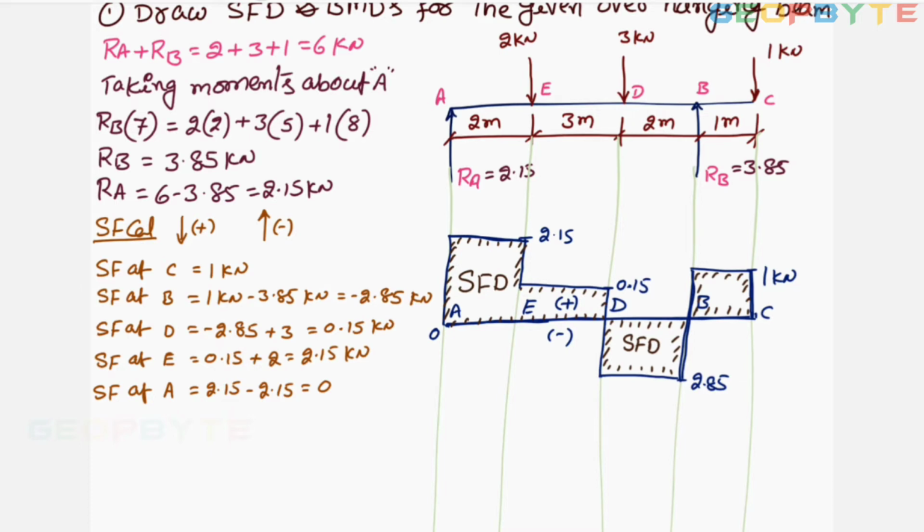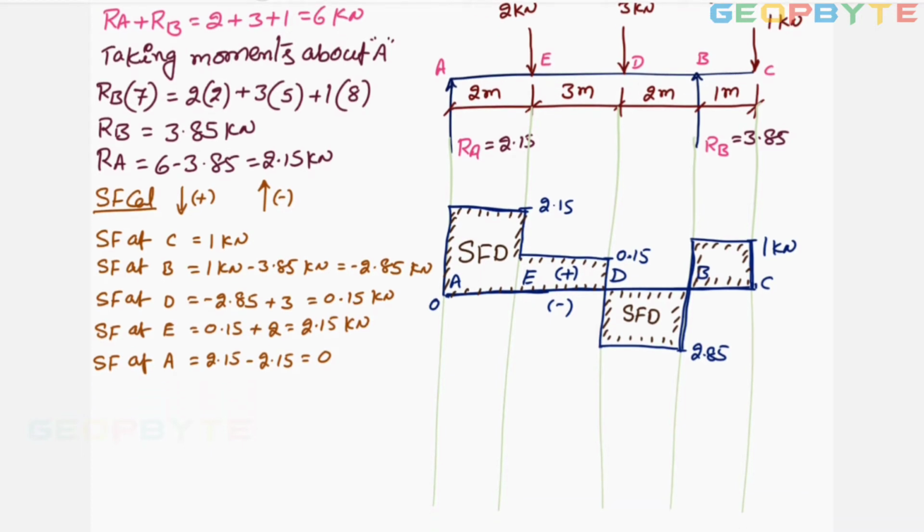In this case, the shear force diagram changes its sign from positive to negative or negative to positive at B and D. At these two points, B and D, the shear force diagram is changing from positive to negative. Therefore, maximum bending moment may be either at B or D. Now let us go for the BM calculations.